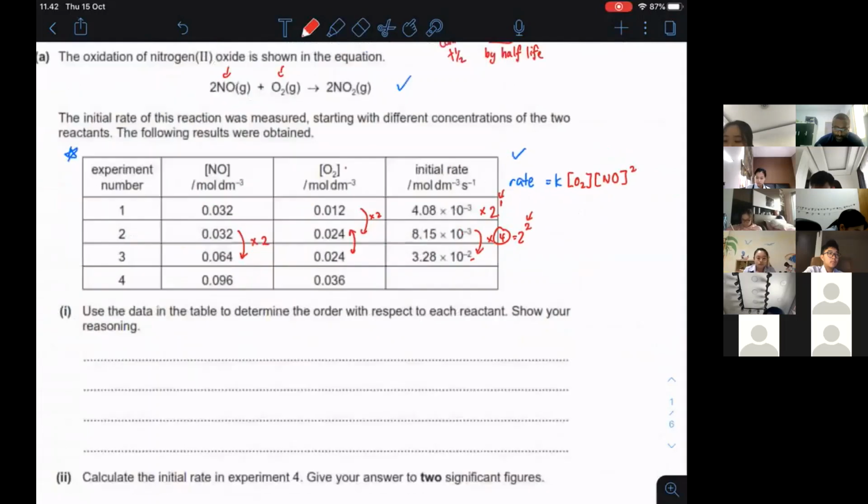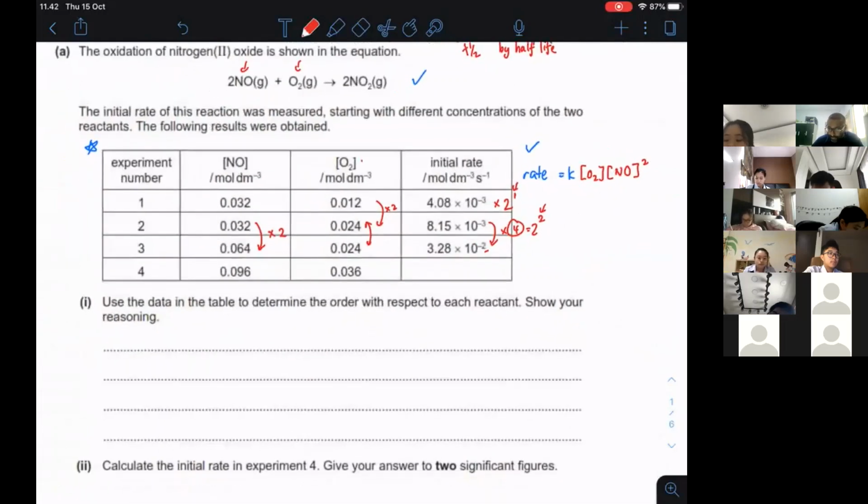So here, use the data in the table to determine the order. Okay, you have the order. Please tell the order. And then you need to show your reasoning. Now, some students forget to actually tell the reasoning. The reasoning is you need to compare. So the reason is going to be by comparing what experiment and what experiment.